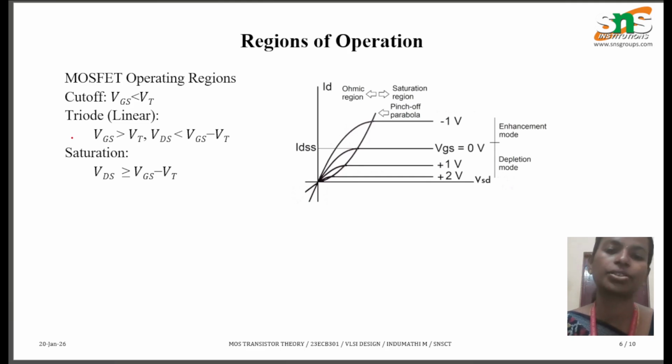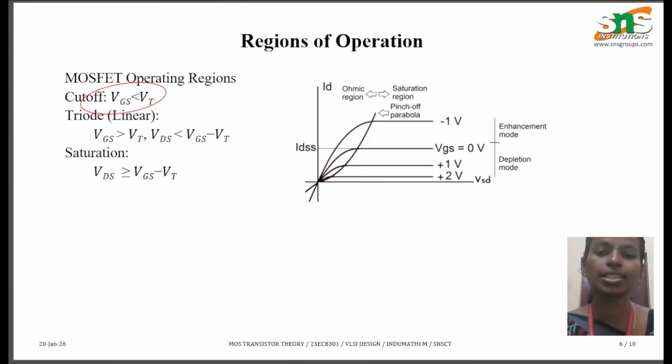Now the regions of operation. The MOSFET operating regions: the cutoff region is when the gate source voltage is less than the threshold voltage. It will be acting as a cutoff, which is nothing but off mode.